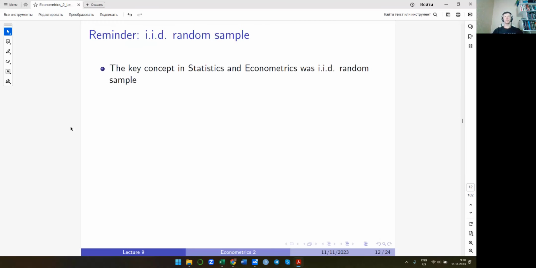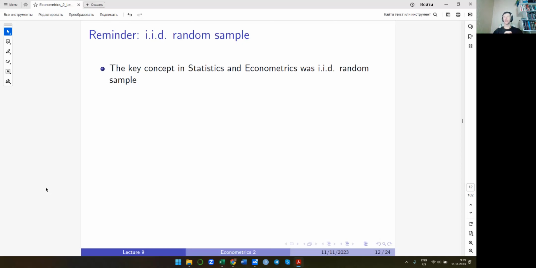So now we switch to another concept. Remember, in statistics and econometrics, we used a very important concept of an IID random sample. It was the cornerstone of all our models. So we assumed that whenever we build some econometric model, linear regression, panel data, whatever, some variables are IID.